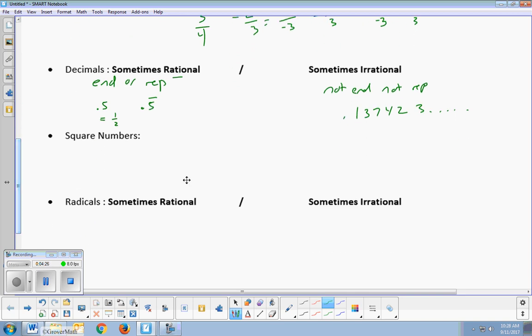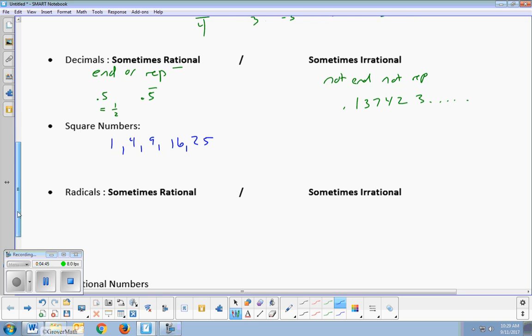Square numbers are numbers that come from something times itself. The first square is 1, which comes from 1 times 1. Then 4, which comes from 2 times 2. Then 9, 16, 25. This is 3 times 3, 4 times 4, 5 times 5. Those are the square numbers. You're probably familiar with those.